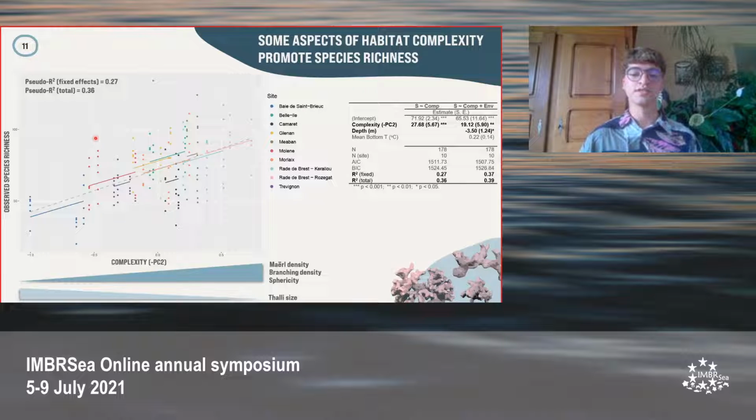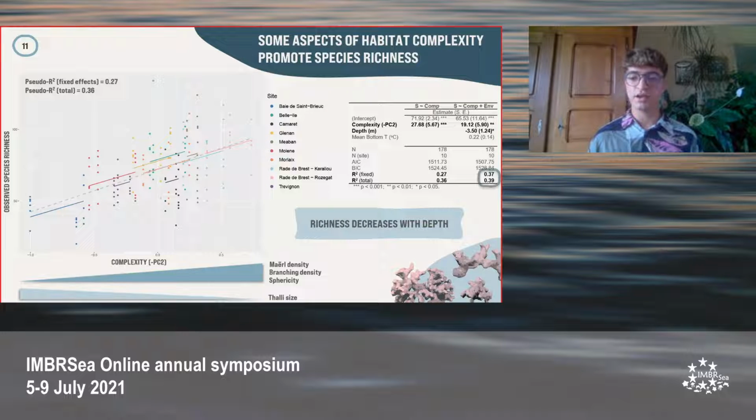This model had an R squared of 0.27 for the fixed effects only, and a total R squared of 0.36, which means that 9% of the variation explained by the model was related to site variations. So then we included the environmental factors of each site, and we could see here that the percentage of variance explained by the model due to other non-measured features was very reduced, to only 2%.